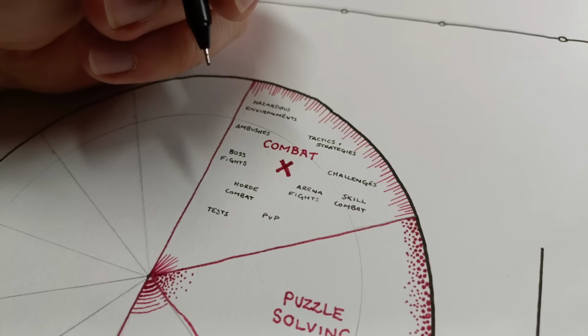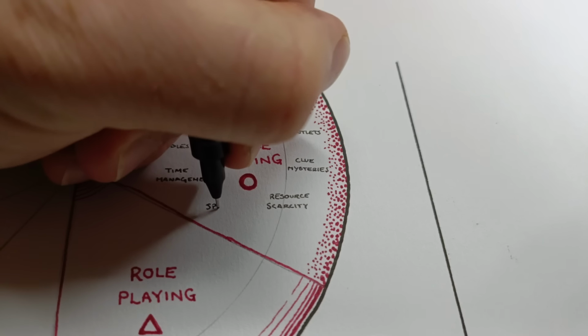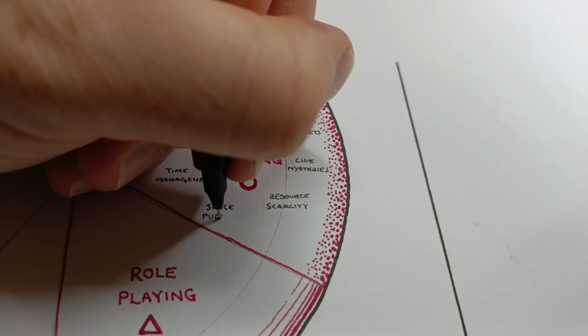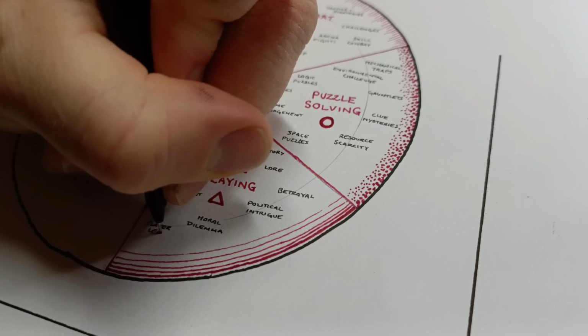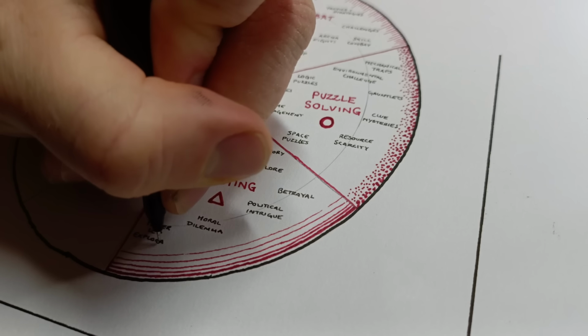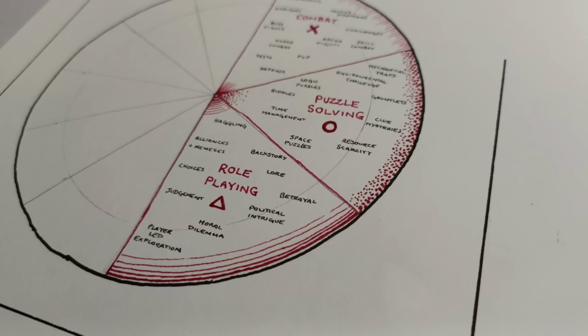And so what we're going to do is flesh those out a little bit more, with different subtitles underneath each of those headings. Under combat, we've got ambushes, arena fights, tests, and skill combats. Under puzzle-solving, you have mechanical traps, logic puzzles, resource scarcity, and time management. Under role-playing, you have things like creating alliances or making nemeses, finding out about the lore and the backstory, making choices, haggling with shopkeepers, having moral dilemmas.